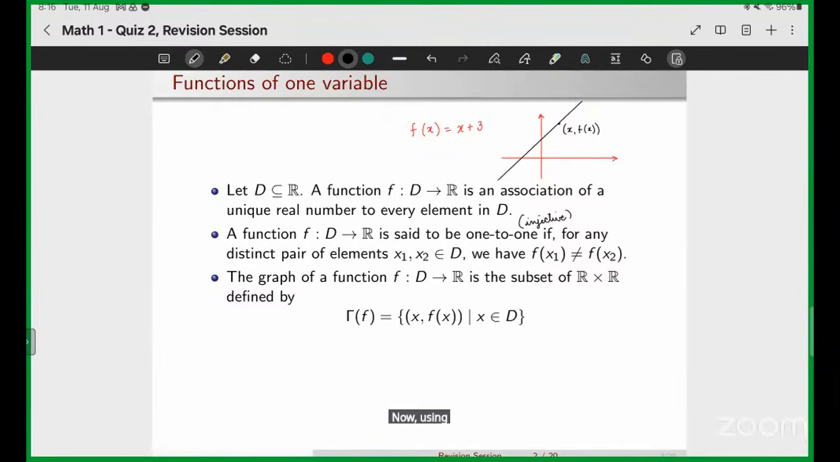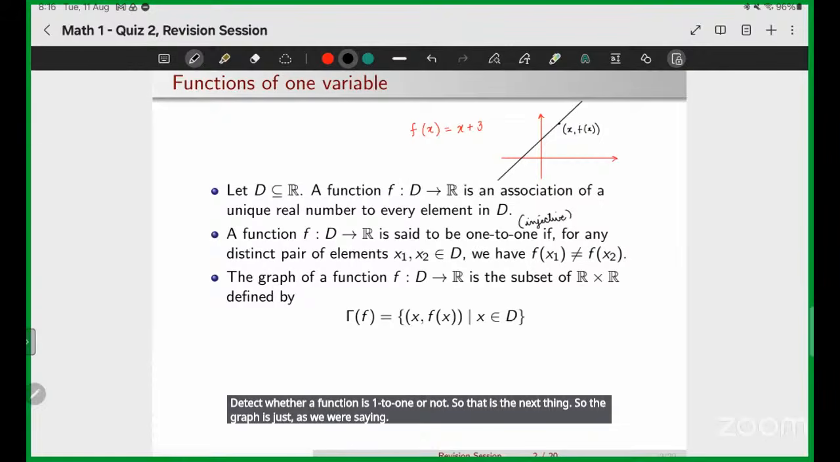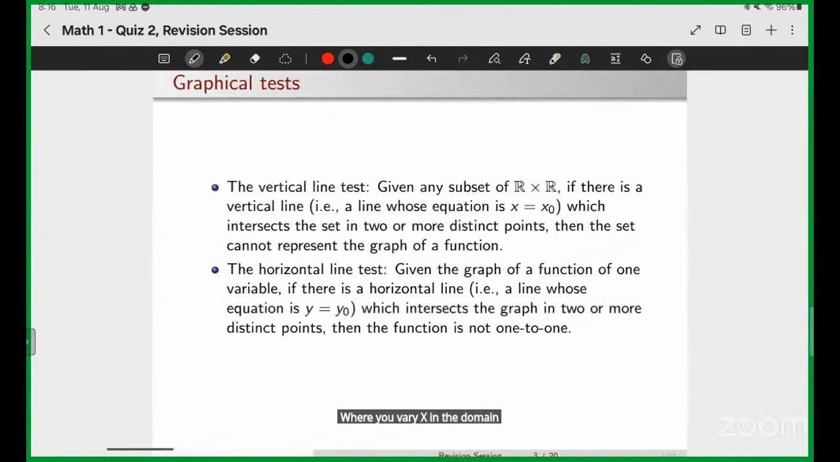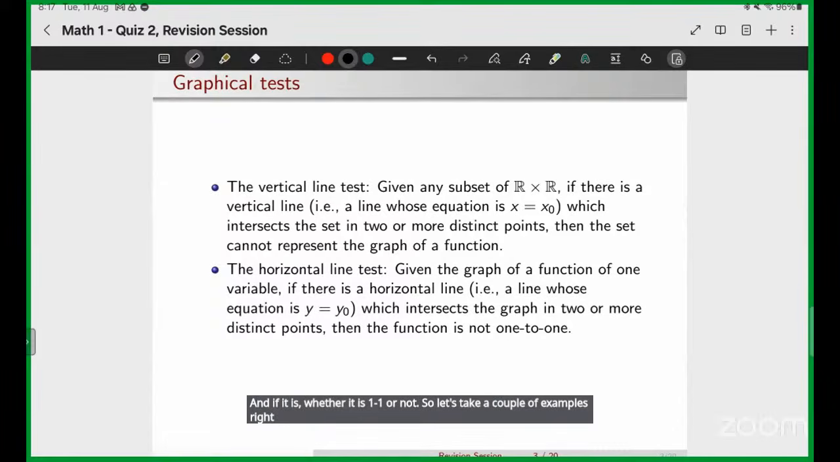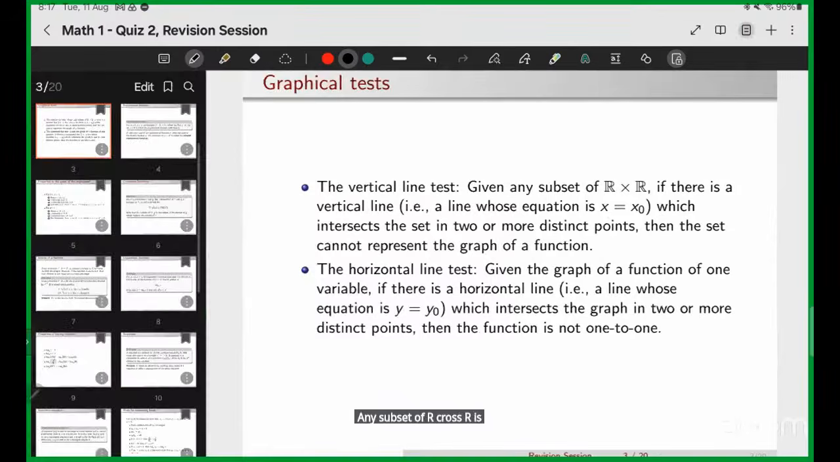Now, using the graph of a function, we can detect whether a function is one-to-one or not. So that is the next thing. The graph is just, as we were saying, the collection of all points in R2 of the form x comma f of x, where you vary x in the domain. Now there are two graphical tests to detect whether a relation is a function, and if it is, whether it is one-one or not. So let's take a couple of examples, right? Any subset of R cross R is a relation, but is it a function?